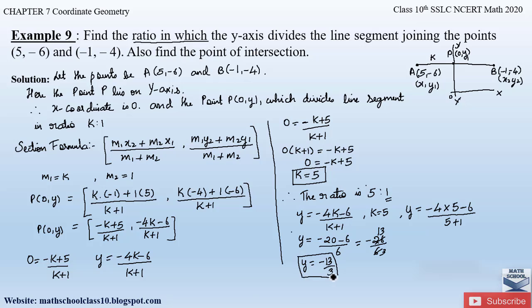Right, so we had to find two values, that is the ratio k is to 1, which we found out to be 5 is to 1, and also the coordinate of point P, where we had to find the y value. So here the coordinates of point P will be (0, -13/3). So therefore you can write down, hence the point of intersection is P (0, -13/3). Right, so this is how we solve this problem.